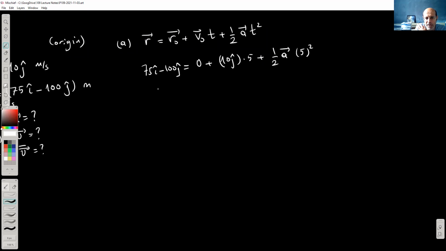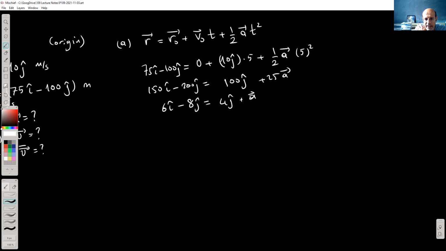So I think I need to multiply it with 2 and then divide by 25. I cannot do this quickly, so let me do it the long way, all right? Sorry about this. 50 multiplied with 2 is 100, and then I have 25a in here. Let's see, divide by 25. That gives me 6i minus 8j, which is equal to 4j plus a.